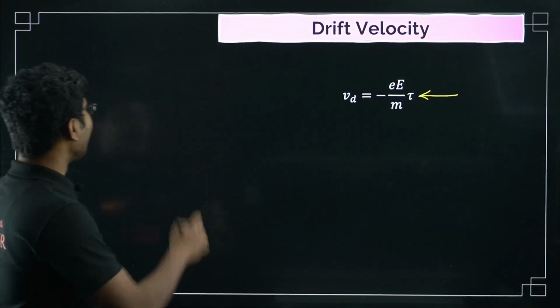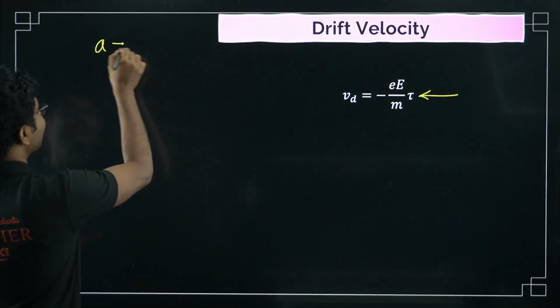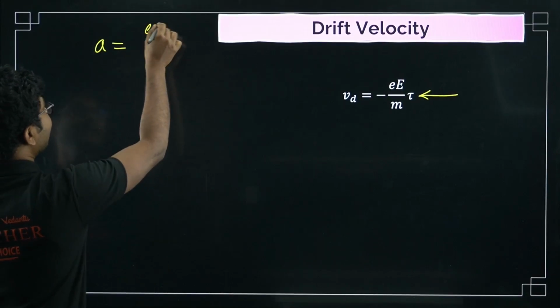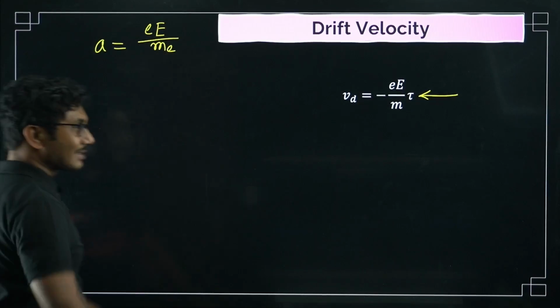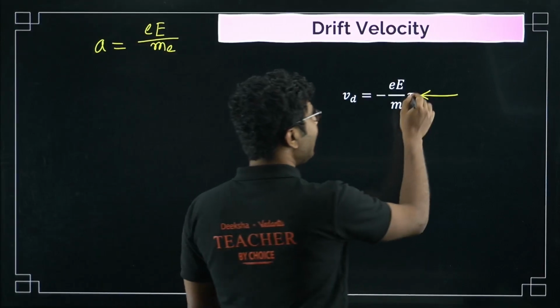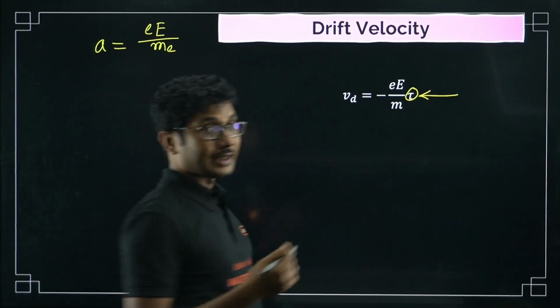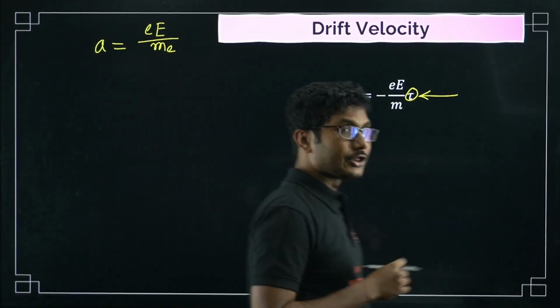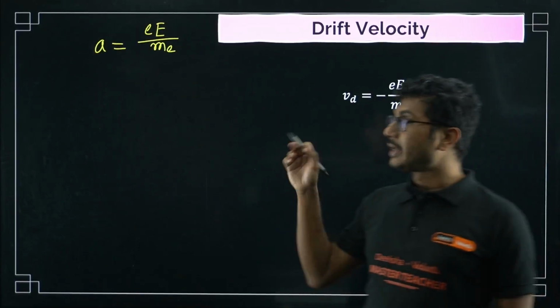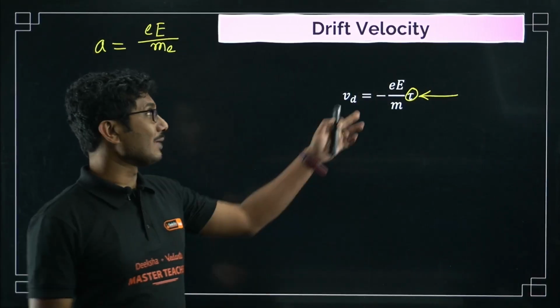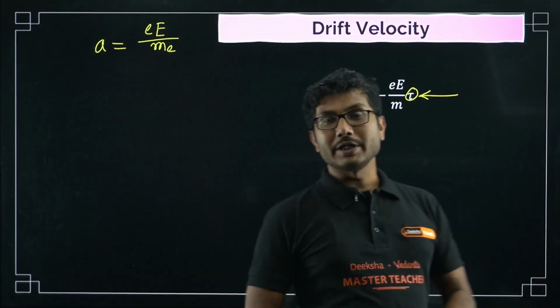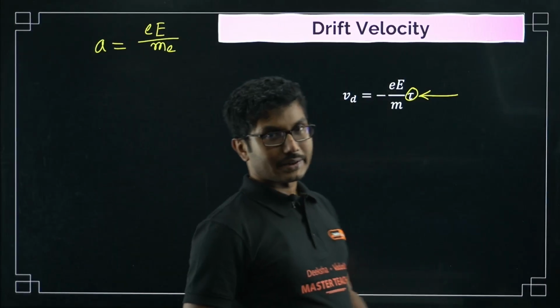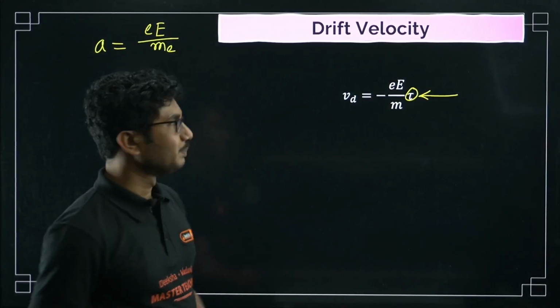I told you acceleration, what was the acceleration? Acceleration was given by eE divided by m, right? That was the acceleration. Now if you multiply it with the time constant, that is the time taken between two collisions of the electron, then you get the drift velocity. Now why is it negative? Drift velocity is negative because electrons are moving in the opposite direction of the applied electric field. That's why it is negative.